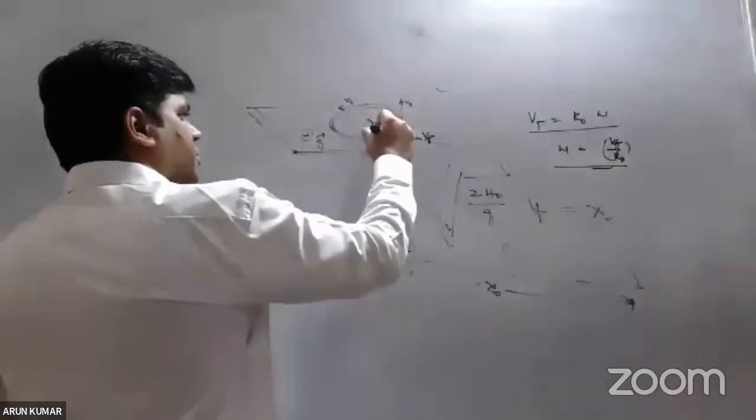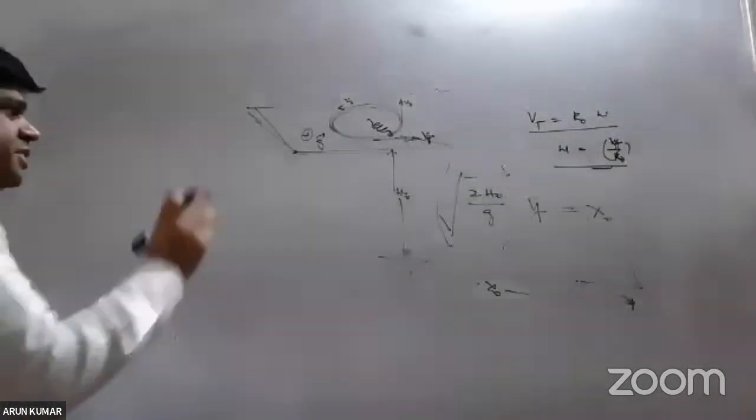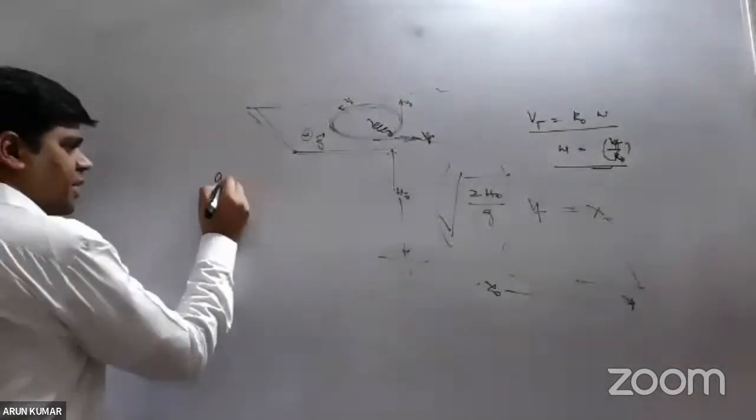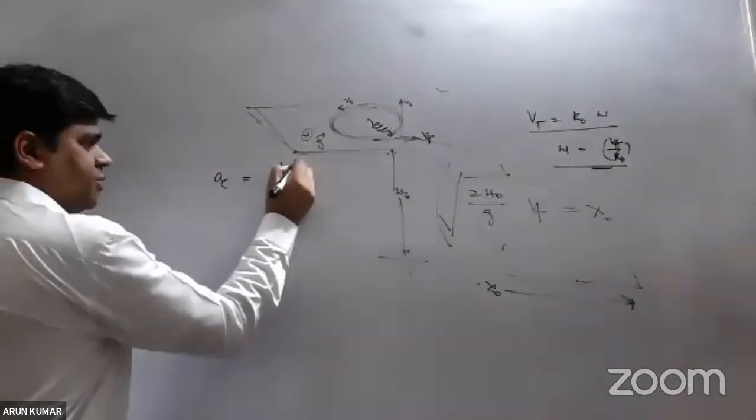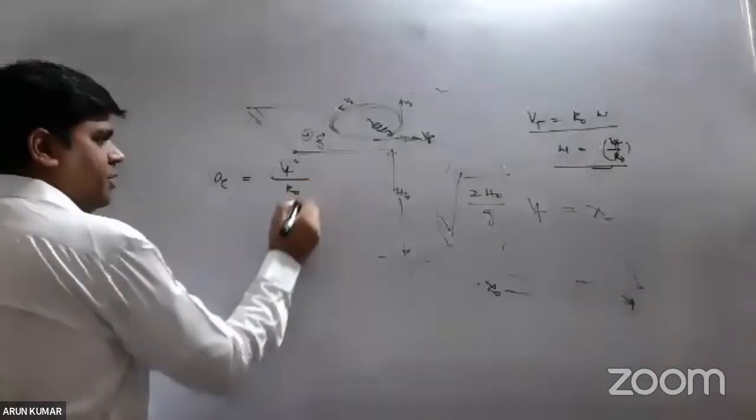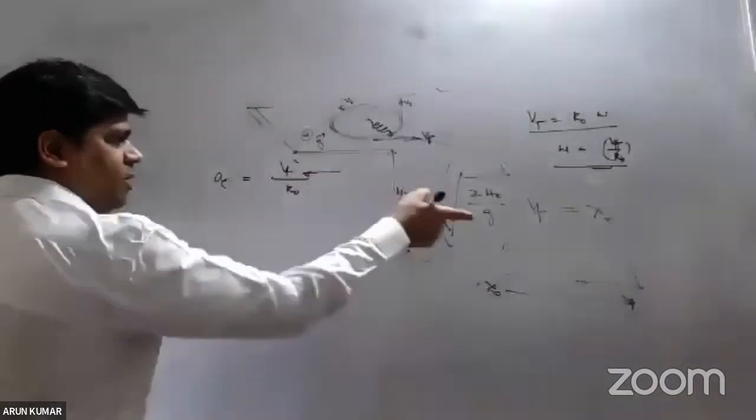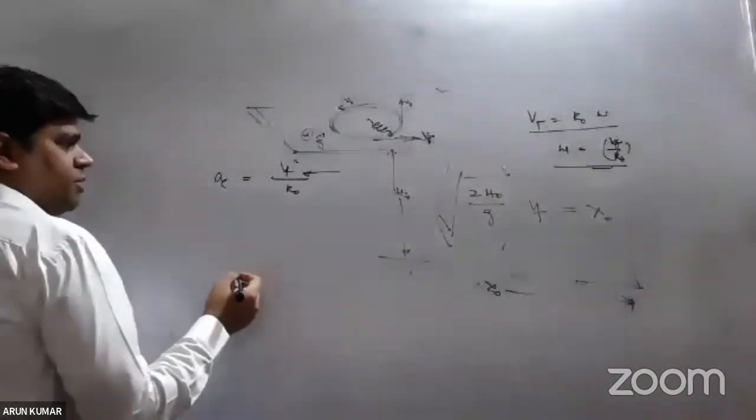Extension in the spring, first I need AC. AC is VT square by R naught. Then I need VT.